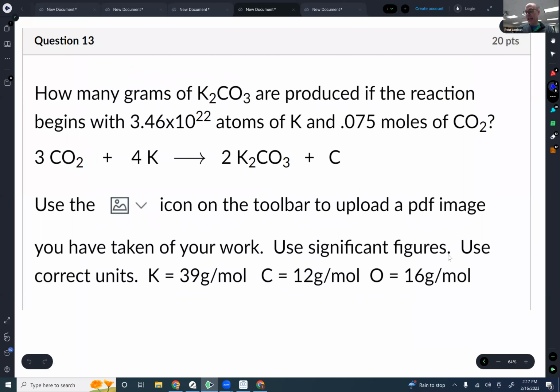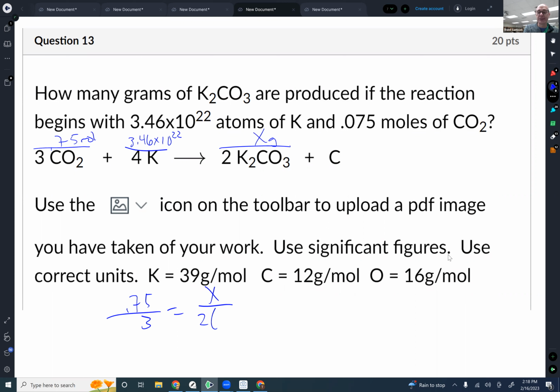On this one, we are given atoms of K. So I've got 3.46 times 10 to the 22nd atoms, and you're given 0.75 moles of CO2. What we're looking for is grams over here. So which is the limiting reactant? We're going to have to do both of them. So I got 0.75 over 3 equals X over 2 times, we already added up this weight. 139, was it? I can't remember. 48 plus 12 plus 39 plus 39, 138. And then we'll do a second one.